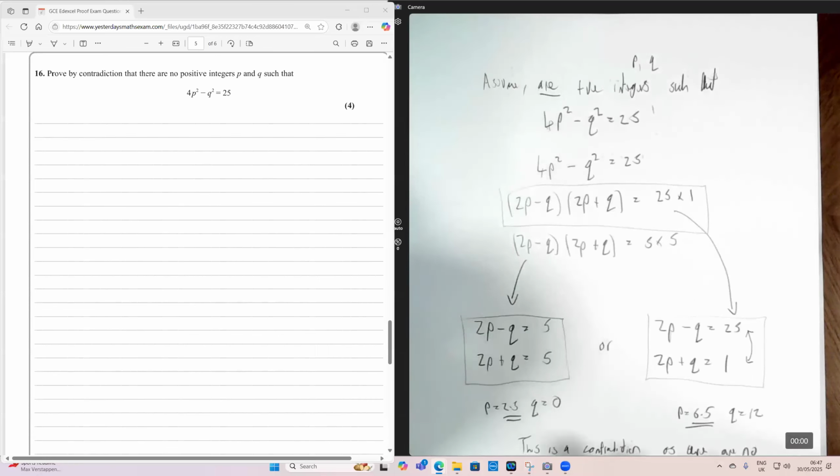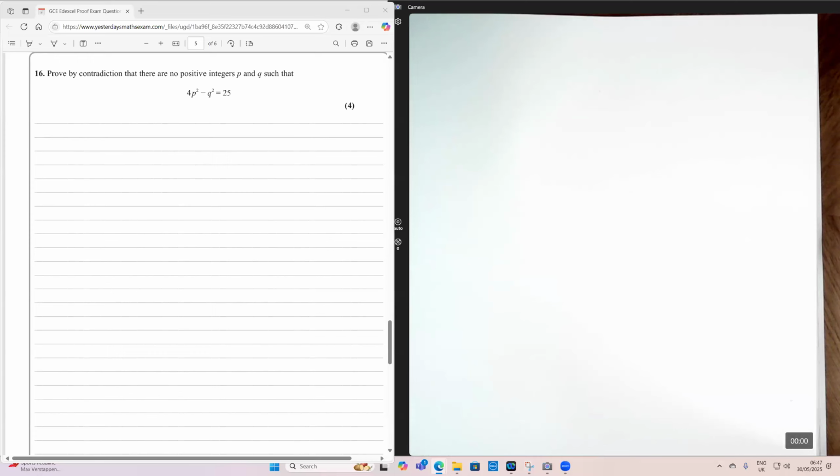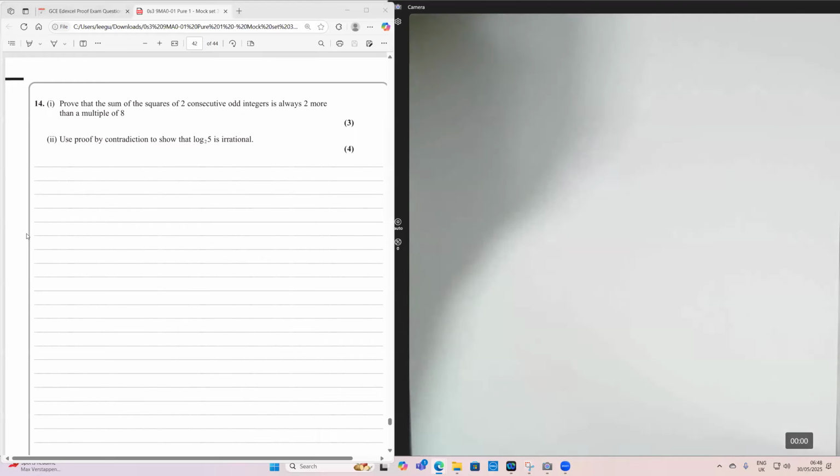And then the last one that I would like to look at is one that I think is quite intriguing. This is from, I think, mock set 3, but I quite like this one. It's an interesting one. Again, you may not have seen this one. It's not widely discussed. And it's this second part here that I'm interested in. Use proof by contradiction to show that log⁴ of 5 is irrational.